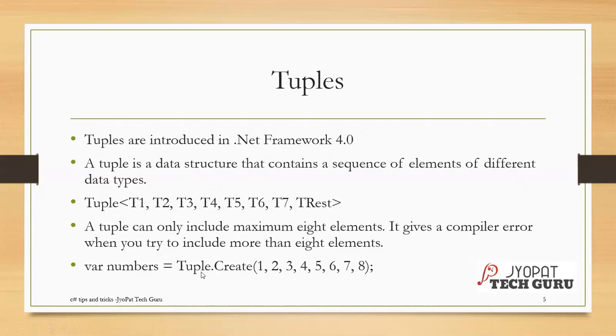Variable numbers equal to Tuple.Create. Here we are trying to create the tuple using the Create method. Currently we are storing the numbers 1 to 8. It is not necessary that you should store only numerical values. You can store any type of data.